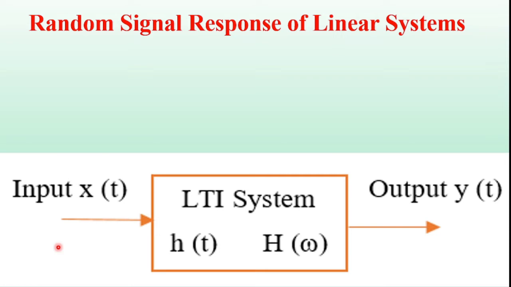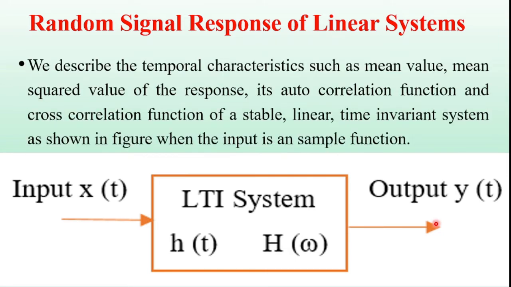Consider a continuous linear time invariant system as shown in this figure with impulse response h of t. Assume that the system is always causal and stable. When a continuous time random process x of t is applied to this system, the output response is also a continuous time random process y of t. If the random processes x of t and y of t are discrete time signals, then the linear system is called a discrete time system.